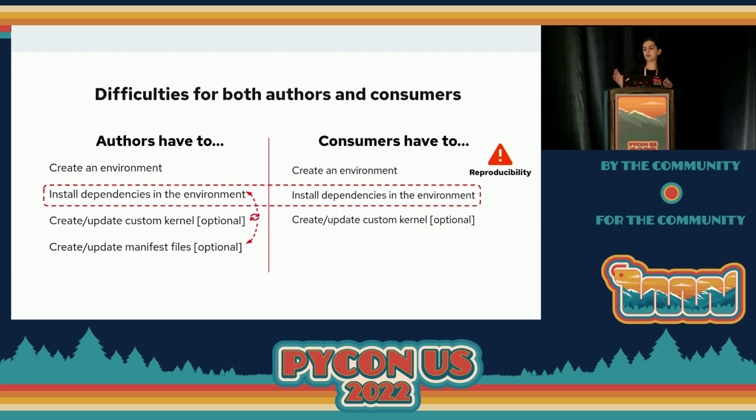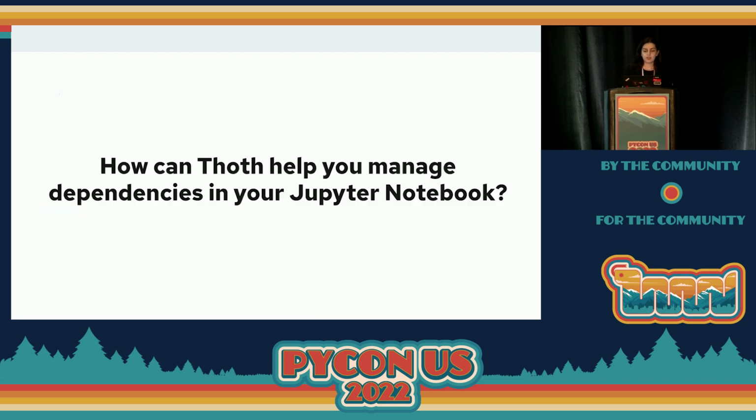To summarize the difficulties this creates for both authors and consumers, they should both create an environment to run the notebook in, ideally a virtual one that will not be polluted by any dependencies. They will have to install the dependencies, create a kernel and update it every time they have a new dependency. And in addition to that, the author has to maintain a requirements file to allow others to get the exact same dependencies that the notebook was developed with. What we are looking for is a solution that would help authors keep their dependencies and manifest files up to date and thus achieve reproducibility of their notebook.